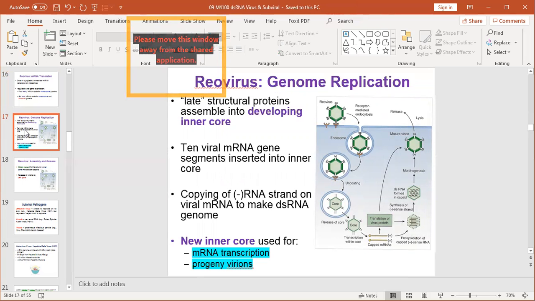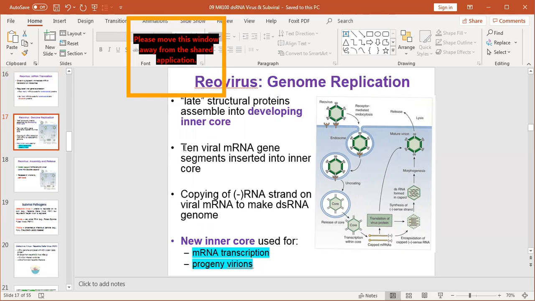So genome replication: these late structural proteins that are made as a result of translation of late messenger RNAs will assemble into the developing inner core. So the inner core is being developed, and we will basically assemble these different proteins.